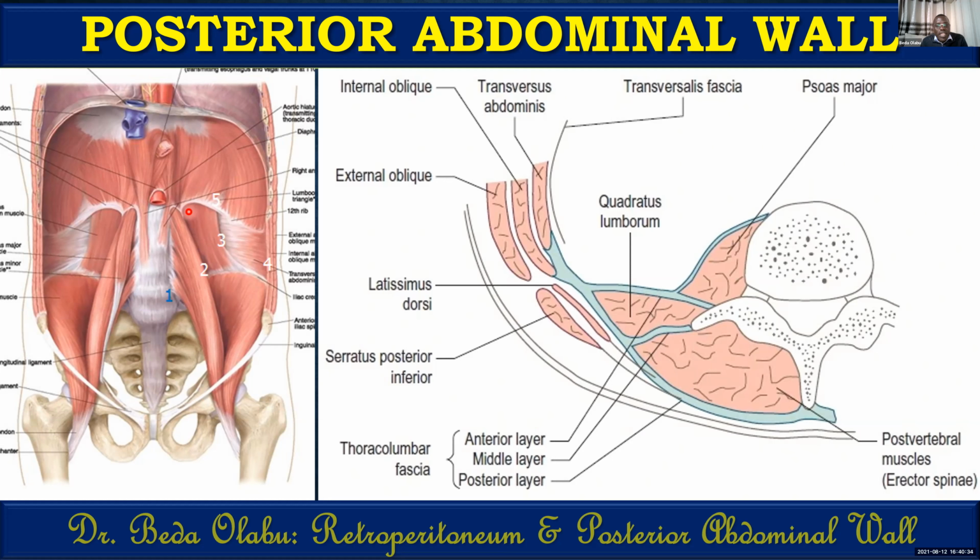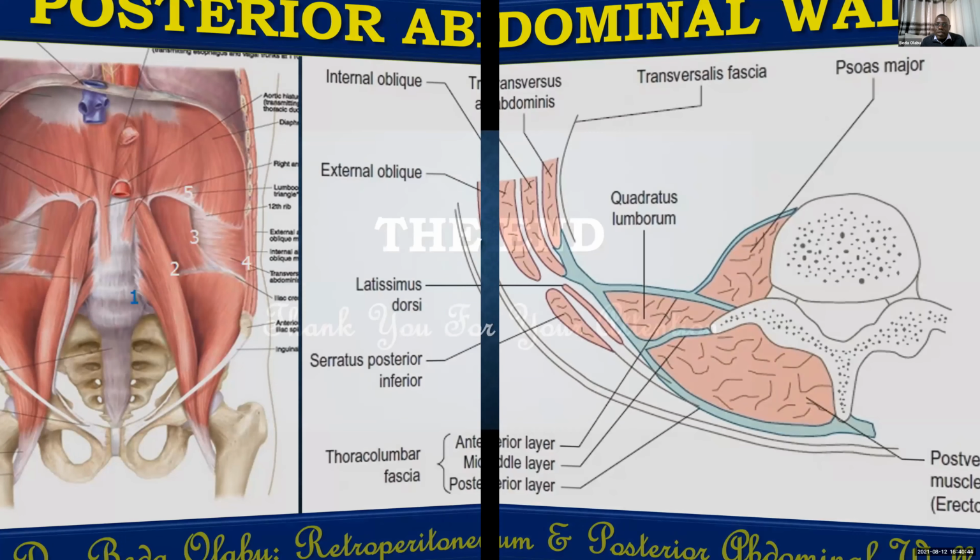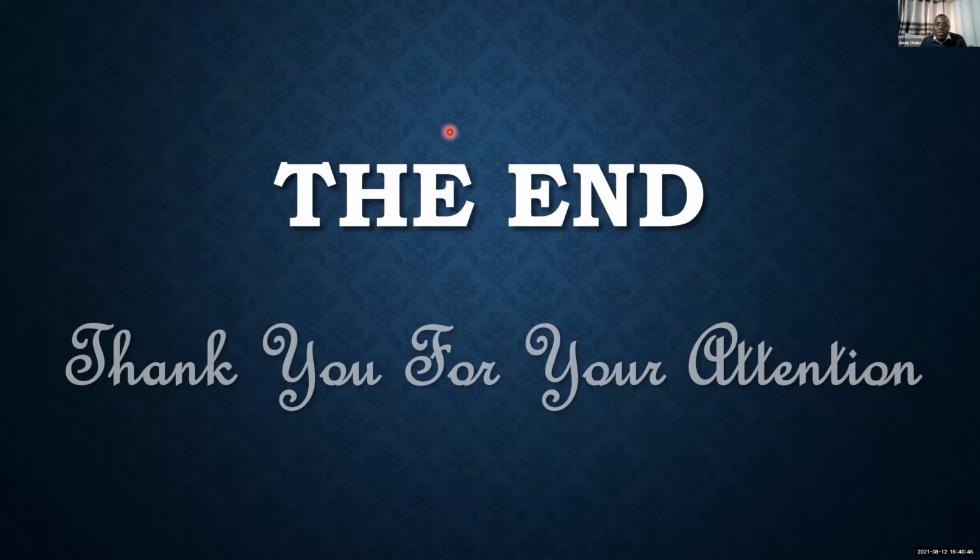So with that, I think we'll stop there. I hope that you've understood something about retroperitoneum and the posterior abdominal wall. So thank you very much. Your next lecture should now be targeting the anatomy of the urinary system.